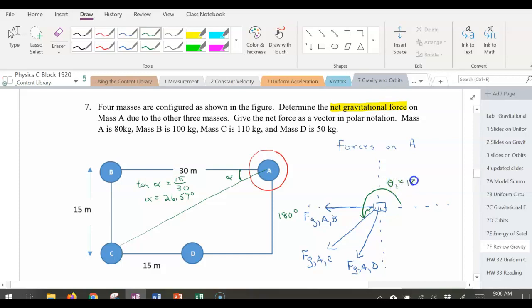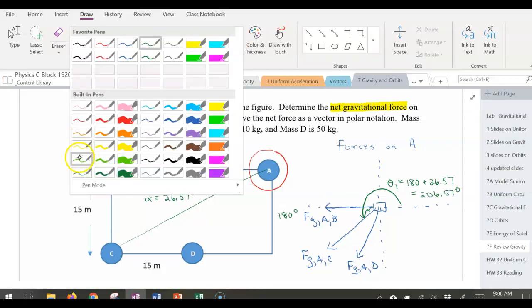So therefore this angle that I've colored in green is 180 plus 26.57, which would be 206.57 degrees. And then let's find another angle.